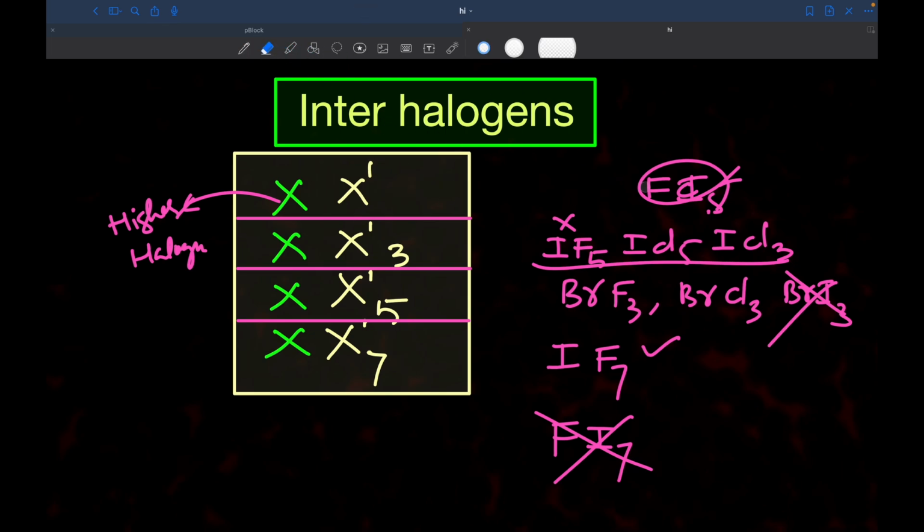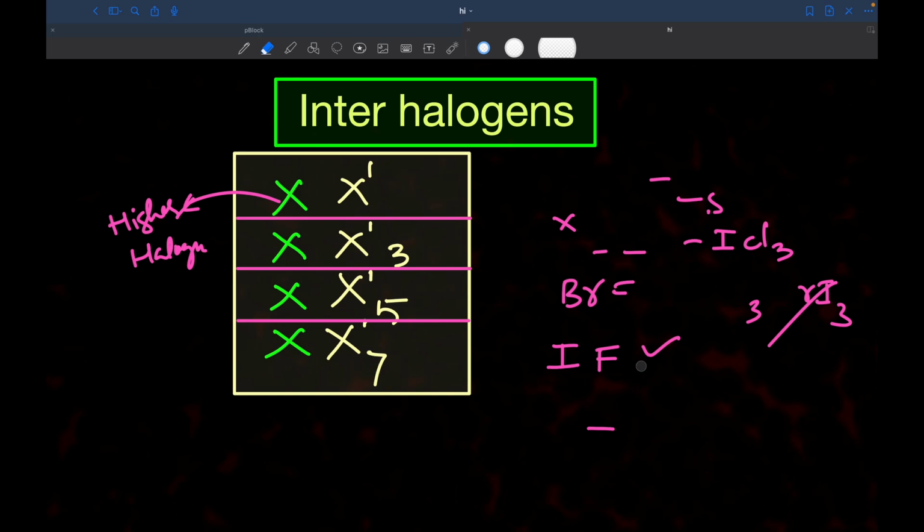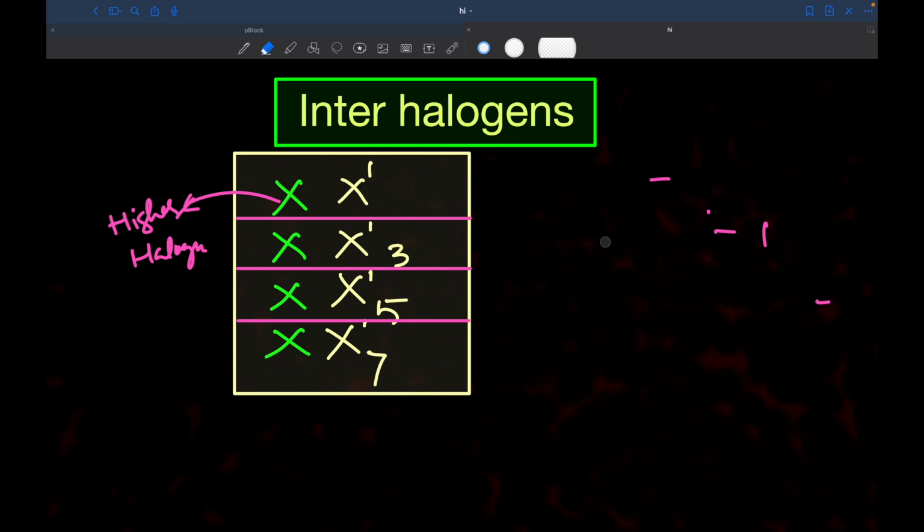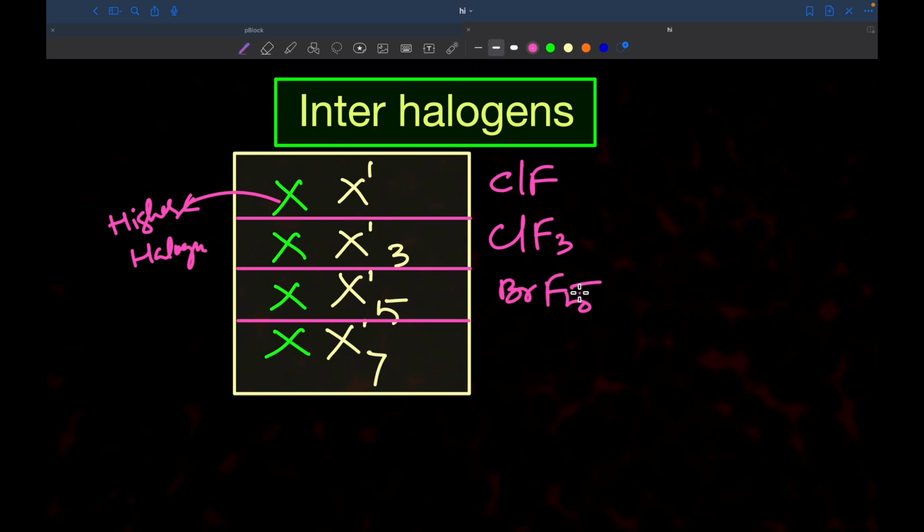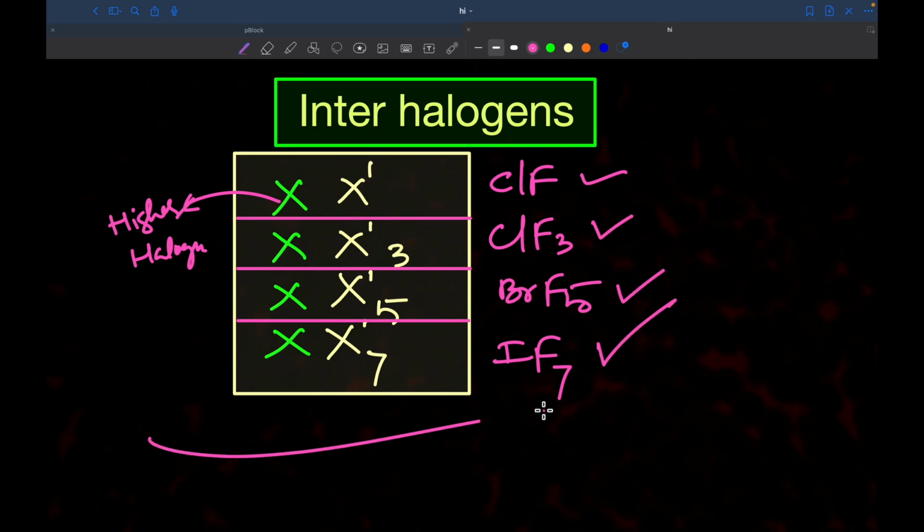How can we name them here? इसको नेम भी कैसे कर सकते हैं बोलिए, नेम्स आपको बोलना चाहिए. एक एक एग्जाम्पल ले लेंगे. So from this we will study it. So we got ClF, ClF3, right, BrF5 and IF7. So chlorine fluoride, chlorine trifluoride, bromine pentafluoride, iodine heptafluoride. So these are the names of these compounds.